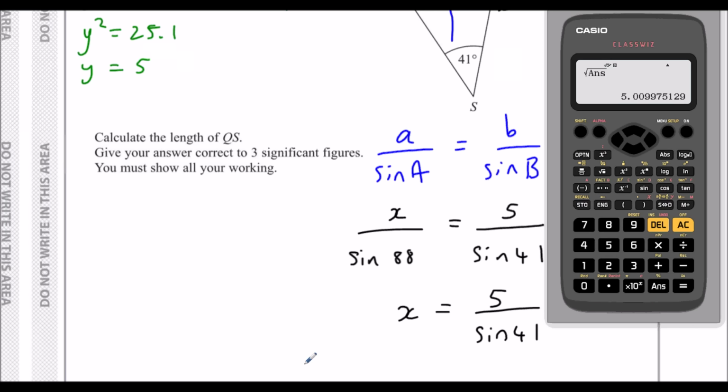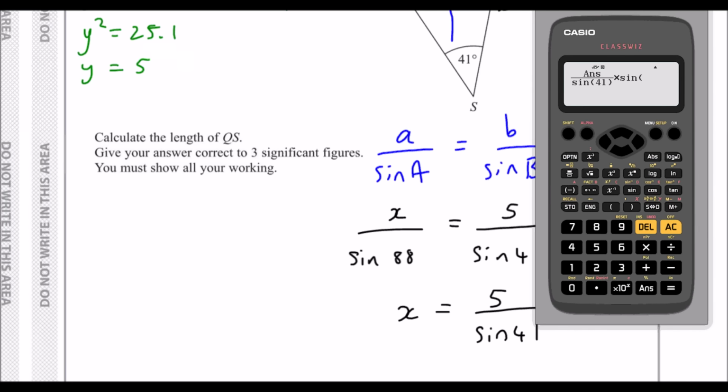So let's type that in the calculator. Answer over sine 41 times sine 88. And that's 7.63.